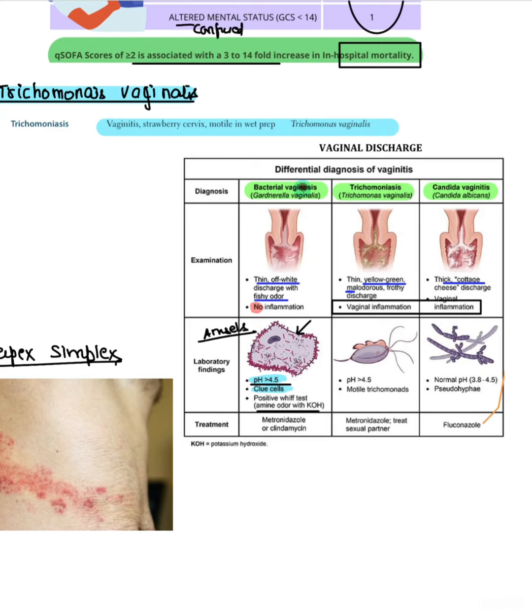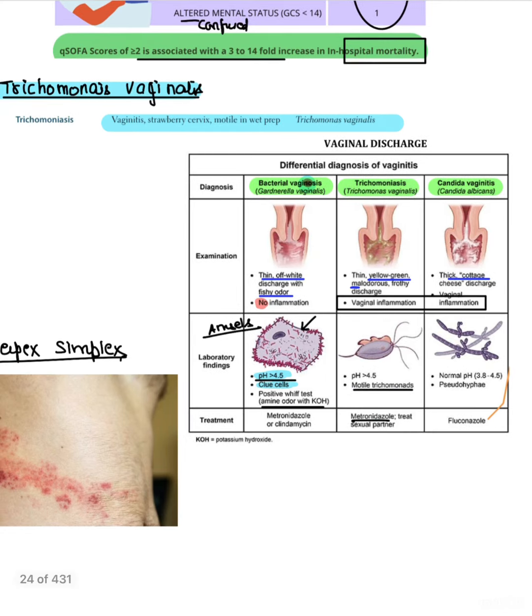Then coming on to Trichomonas. Here you see the presence of motile trichomonas, and treatment again is metronidazole. Then coming on to Candida, that is thick cottage cheese discharge. Here the pH is normal, and you see the presence of pseudohyphae.